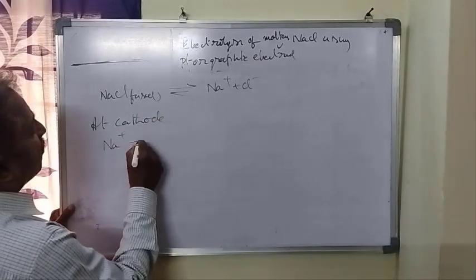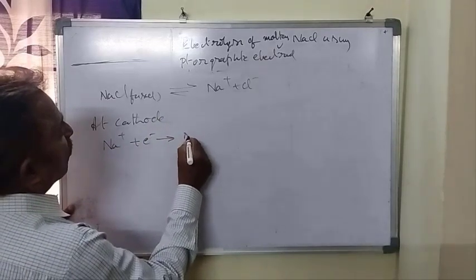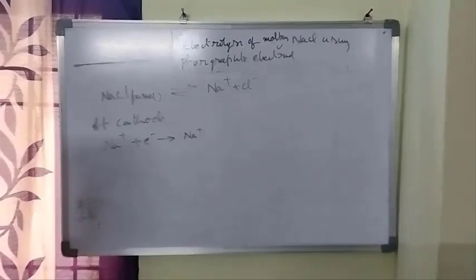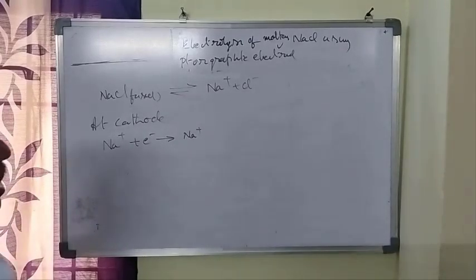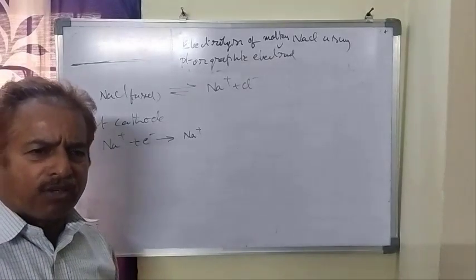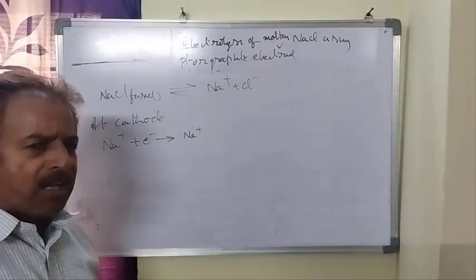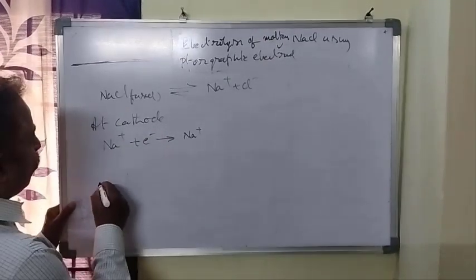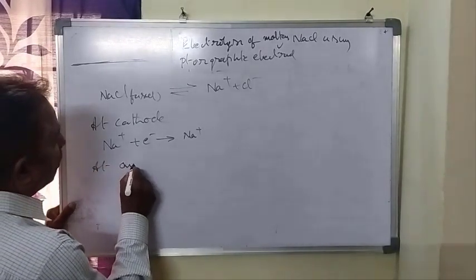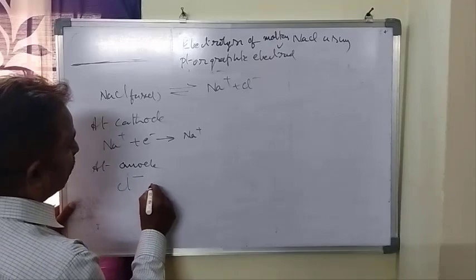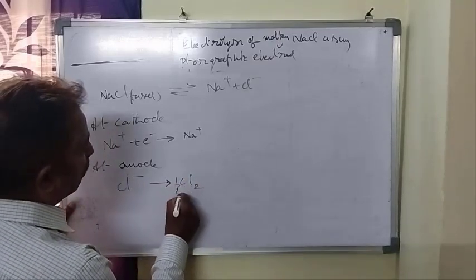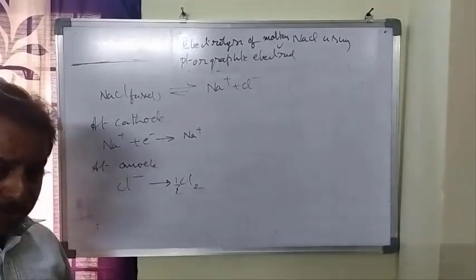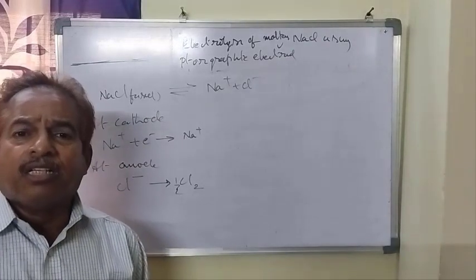Na+ takes an electron and becomes Na. There is no competitive ion in the molten state. In molten or fused sodium chloride, there are no competitive ions to oxidize or reduce at the anode and cathode. Therefore, ultimately sodium reduces at the cathode and Cl- oxidizes to Cl2 at the anode. So these are the ultimate products when molten or fused sodium chloride is used in the electrolysis.